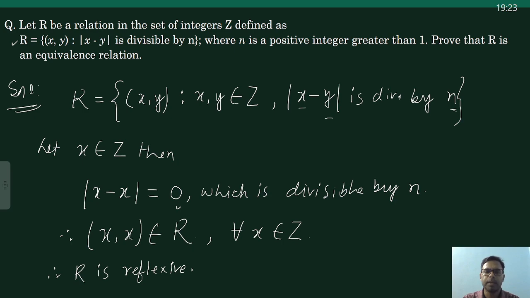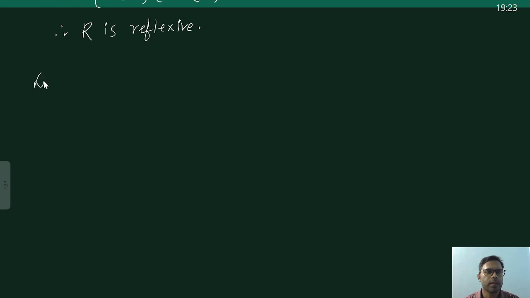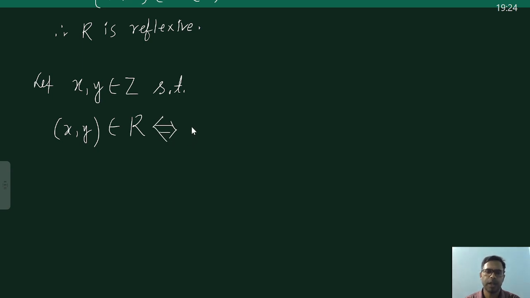Now come to the second part, the symmetric part. To check the symmetric part, we need two elements of the set, so you write let x, y belong to the set of integers Z such that this ordered pair xy belongs to R. I have taken an ordered pair from R, and as xy belongs to R, by the definition of the relation, this difference x minus y is divisible by n.